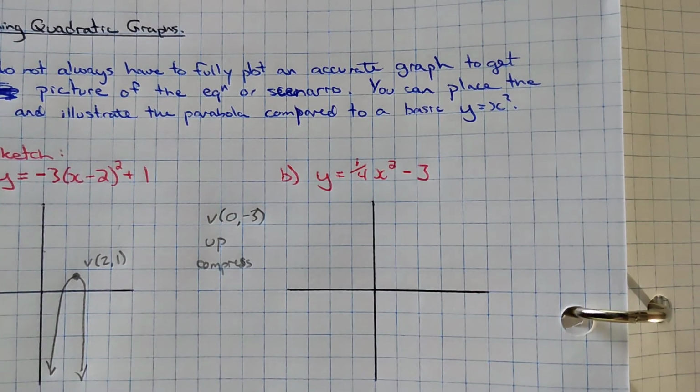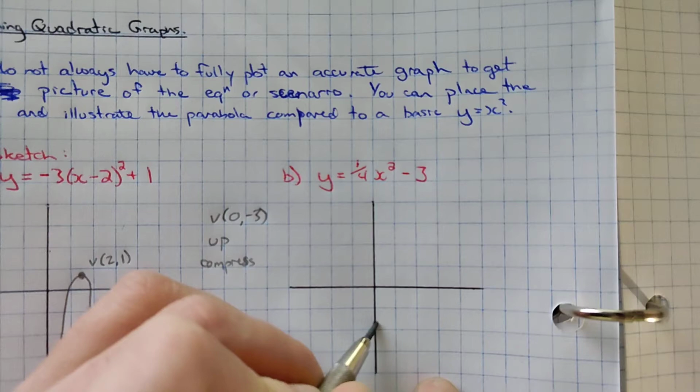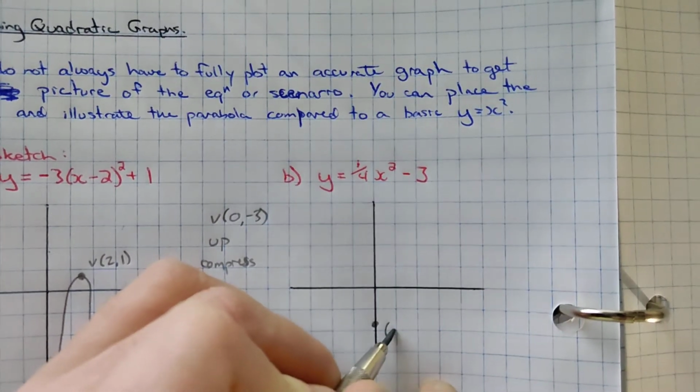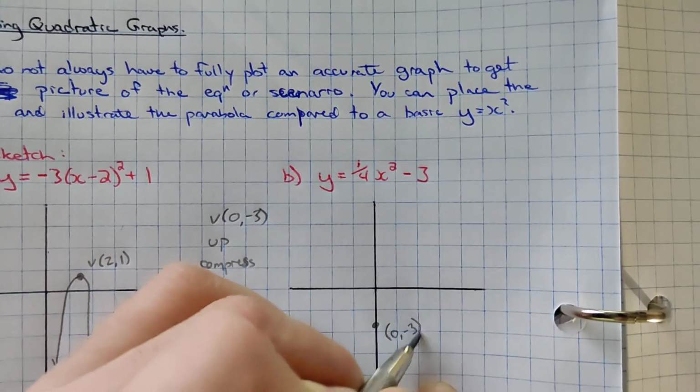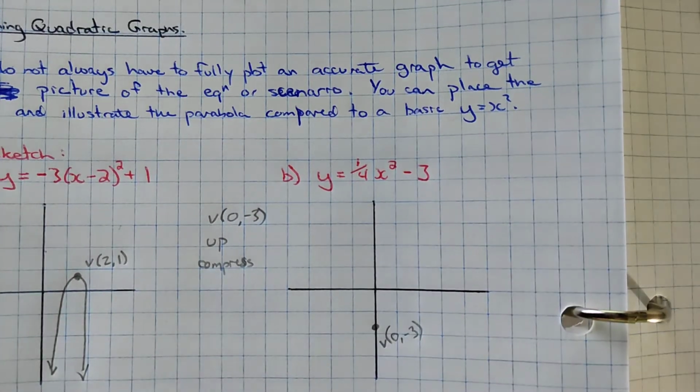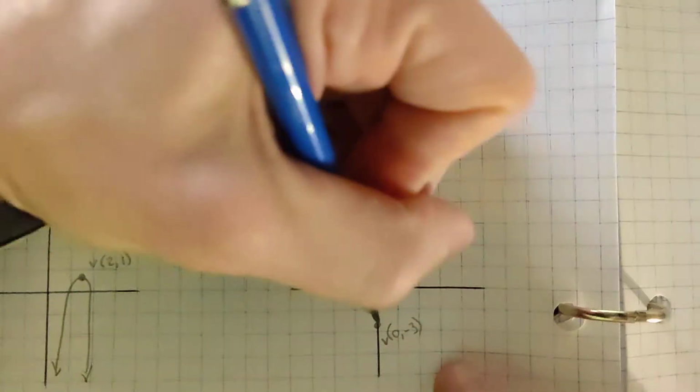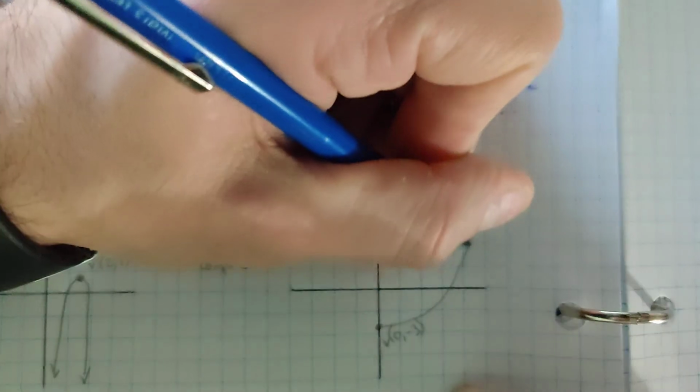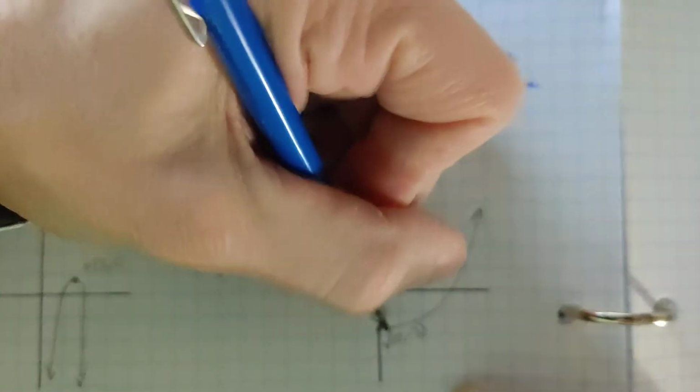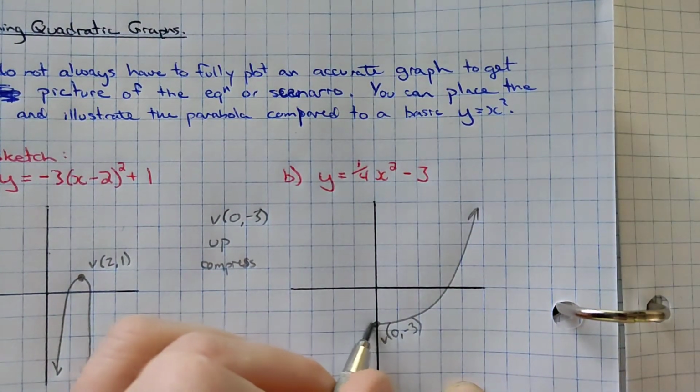So our vertex is 0, -3, so maybe somewhere down here. There's my 0, -3 for my vertex. And then it's opening up and it's wide, so I'm just going to accentuate the fact that it's really wide here in my drawing.